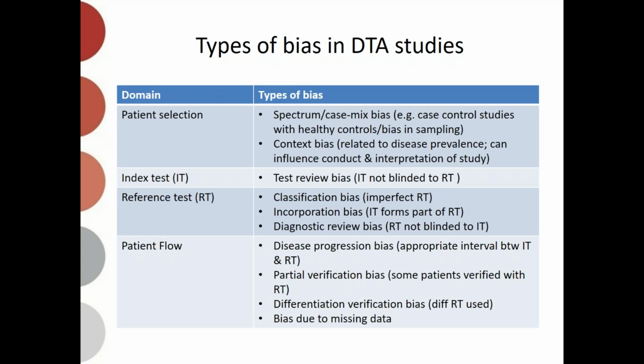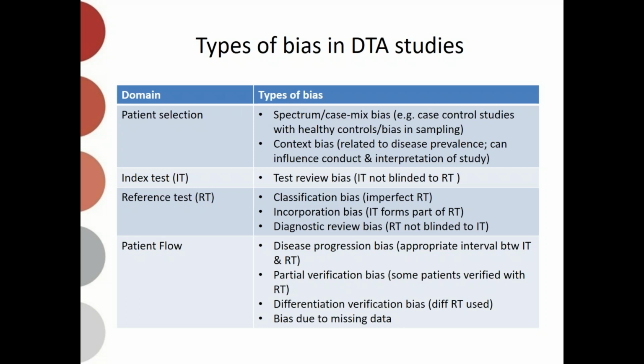Also, spectrum or case mix bias can be introduced when you have bias in sampling. When you don't really execute a random or consecutive type of sampling, you're likely to introduce bias. And in a diagnostic accuracy study, you want a population that's representative of what you'll see in practice. And in practice, you'll find people who have a range of diseases, of disease stages, ranging from mild to severe disease. So ideally, you want that mix of people. You do not want only severely ill people or just healthy people in your population.